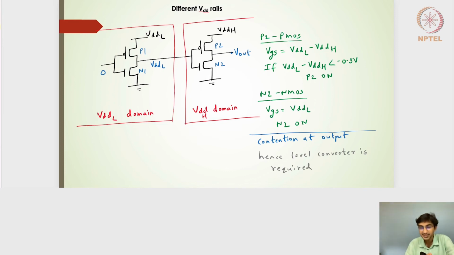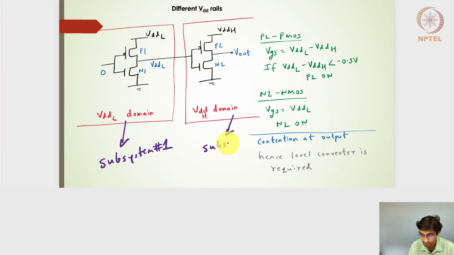Now let's take a look at a case where we design one side of the circuit using a lower rail, and on the other side of the circuit we have a higher rail. There always is a point where we have to connect between the two VDD rails design. Let's say I have a lot of circuit here in the Vdd-L domain. I'll call it subsystem number 1. And here I will have a subsystem number 2.